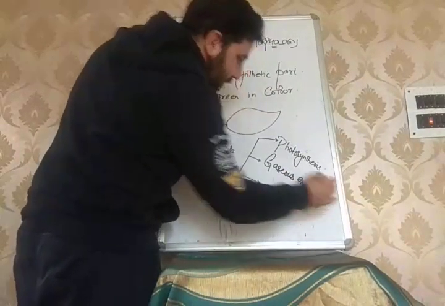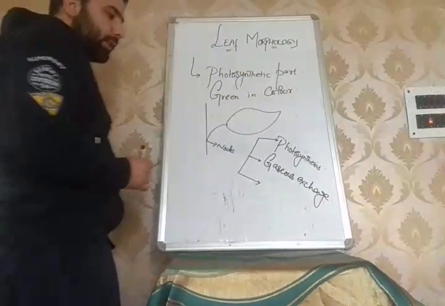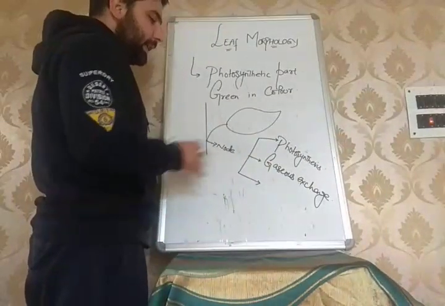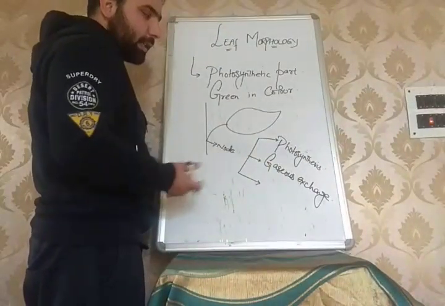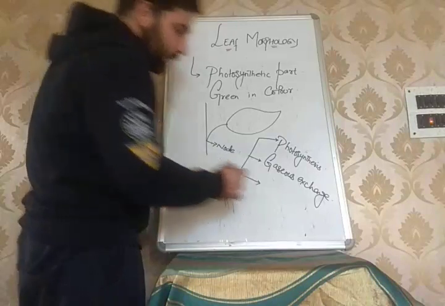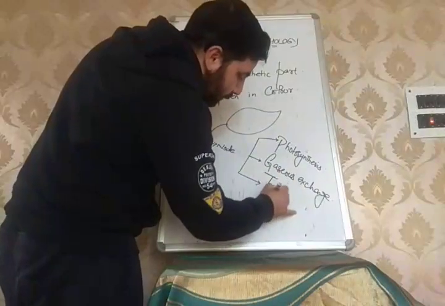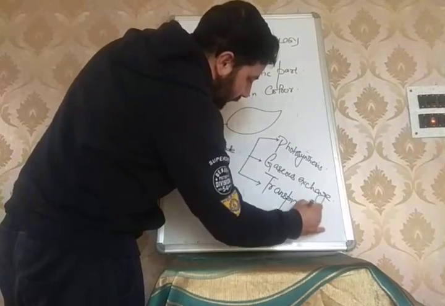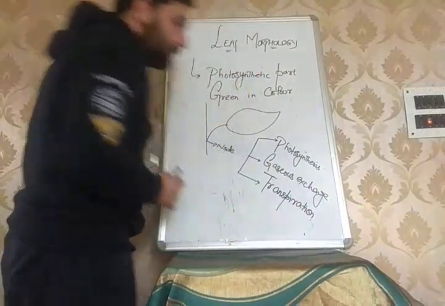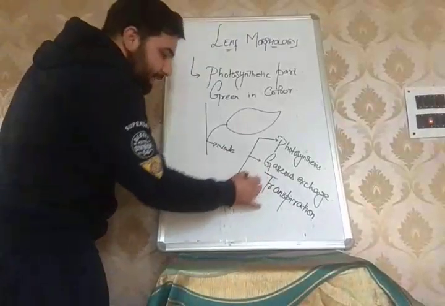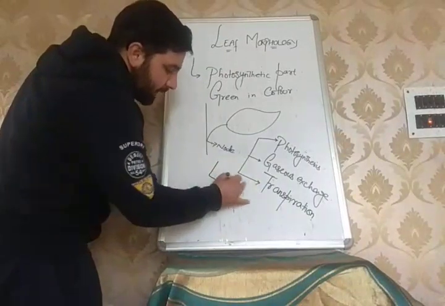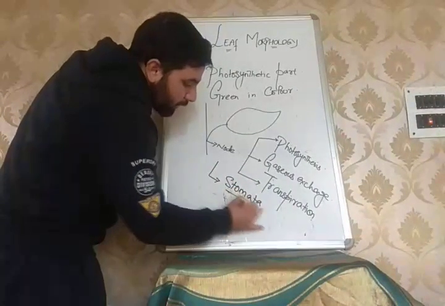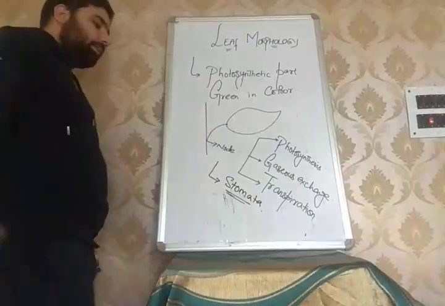In gaseous exchange, the plant releases oxygen for the survival of aerobic organisms, and in turn, it takes up carbon dioxide for photosynthesis. Besides these two important processes, the leaf is also involved in transpiration, that is water loss. This gaseous exchange and transpiration occur by tiny pores. These tiny pores are called stomata.